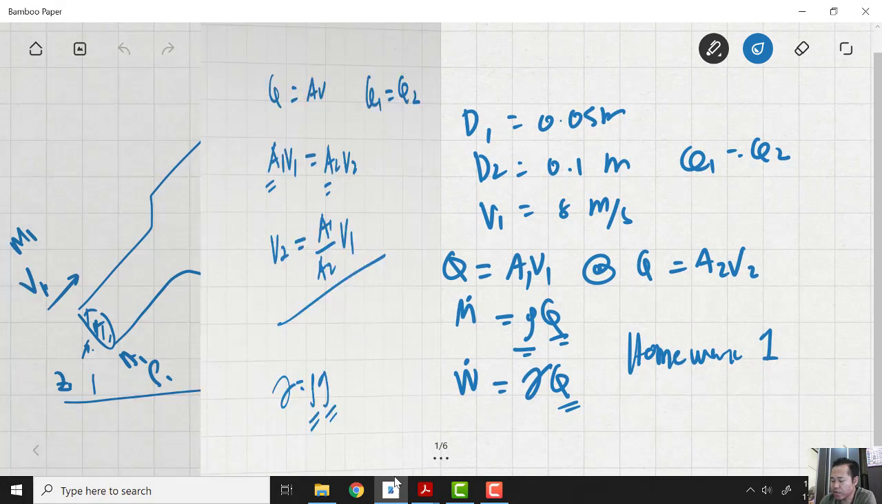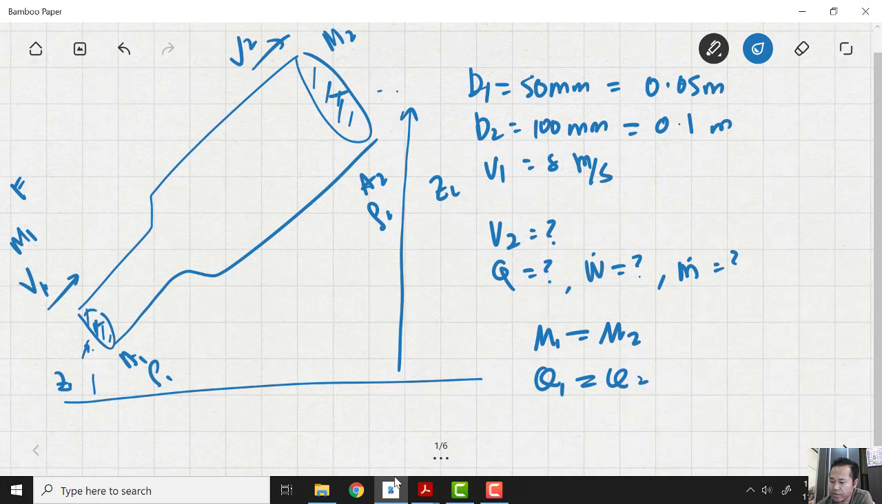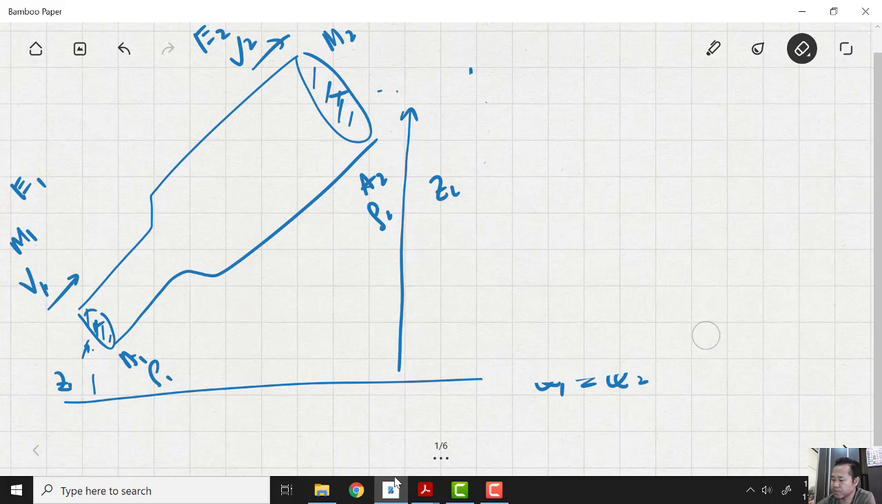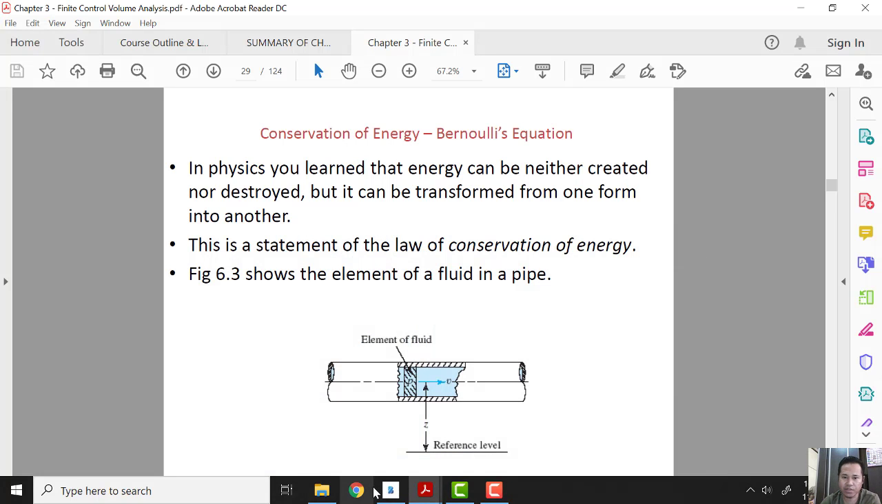The energy at point 1, E1, is the same as the energy at point 2. You must remember that mass is the same at point 1 and point 2, Q is the same, and weight flow rate is the same. So energy is the same at point 1 and point 2. This is conservation of energy.